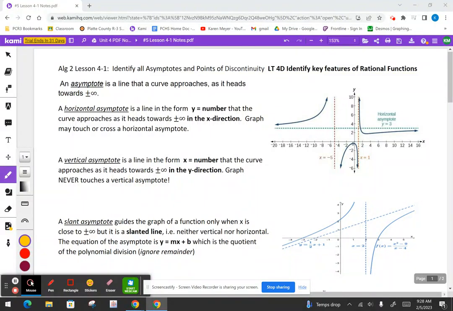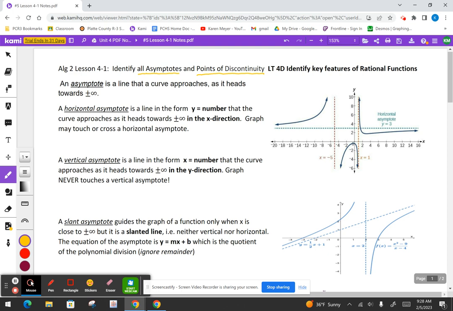Hi, in this lesson we are going to talk about how to find different types of asymptotes and also how to figure out if the problem has any points of discontinuity. First, let's start with asymptotes. Asymptotes are going to be drawn in with dashed lines.